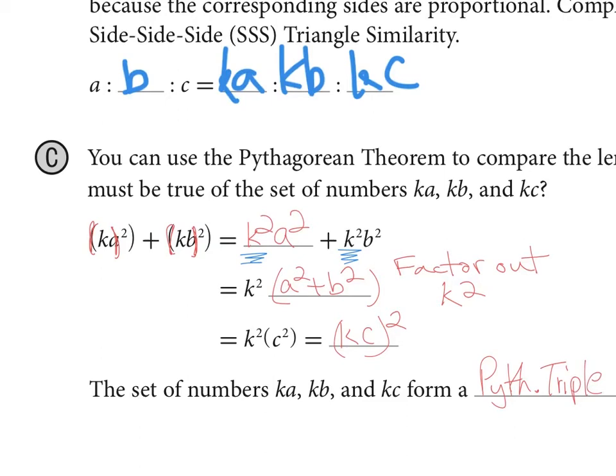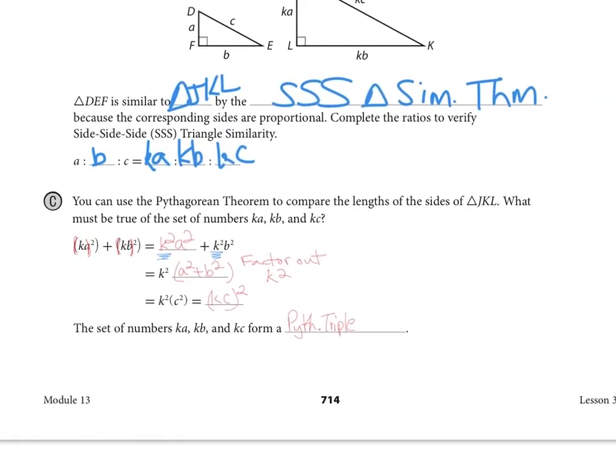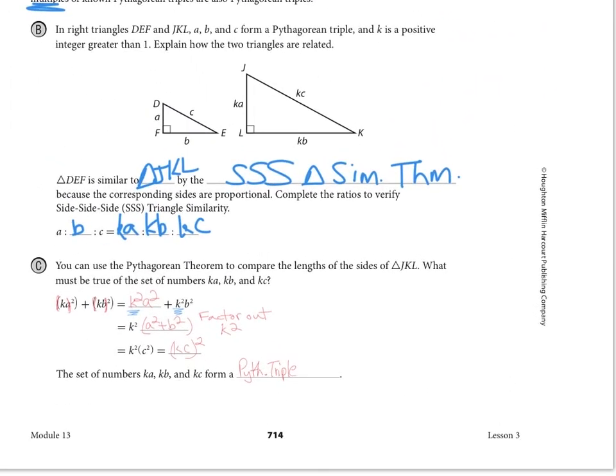Okay, so let's talk about how that helps you. Your goal then is going to be to identify whatever the multiplier is, whatever the common factor of the side lengths is, okay?